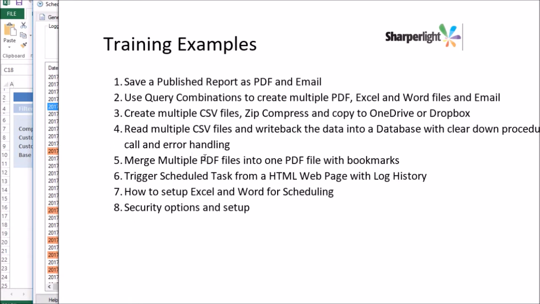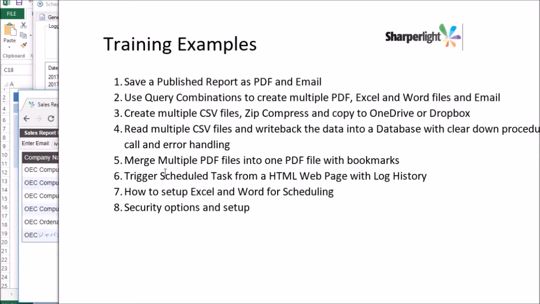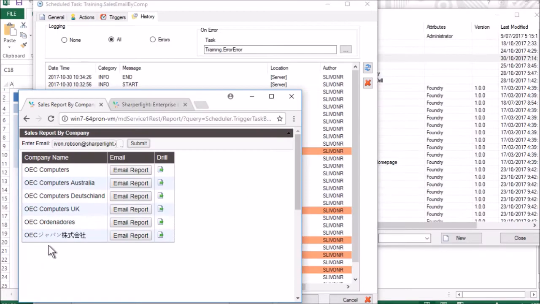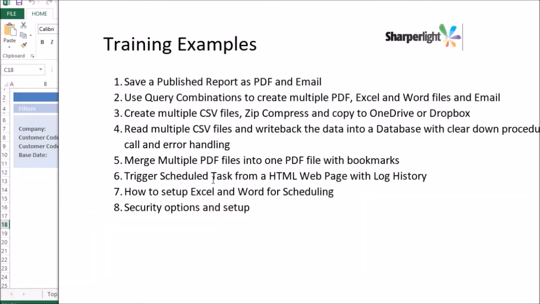The next example will deal with multiple PDFs that need to be combined into one PDF file with bookmarks. The next example shows how we can trigger tasks from other means. Instead of using a trigger in the task, we can use a web page with a button, and click on the button, and that kicks off a job with parameters. So this example shows how we can enter an email address and then click a button, have the report sent to that email address. This example also shows how we can use log to keep track of what's happening in the tasks and also use them as a type of workflow.